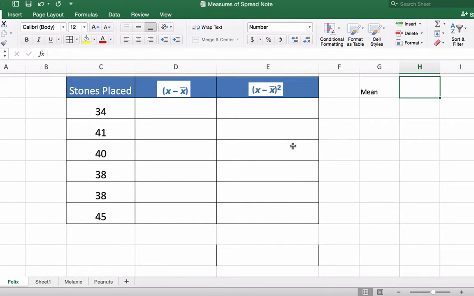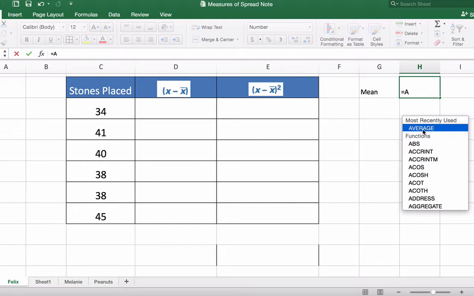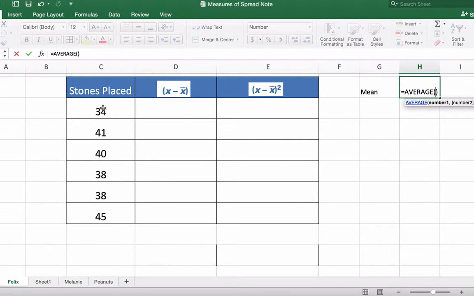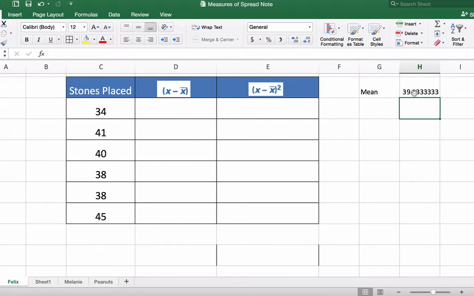So we're going to use Excel in order to take up this question, and feel free to use Excel if you've got to do any kind of calculations where it's very repetitive, such as this type here. And so for the mean, this is equal to the average of these 6 data values. And as we saw before, it comes out to be 39.3 repeating.